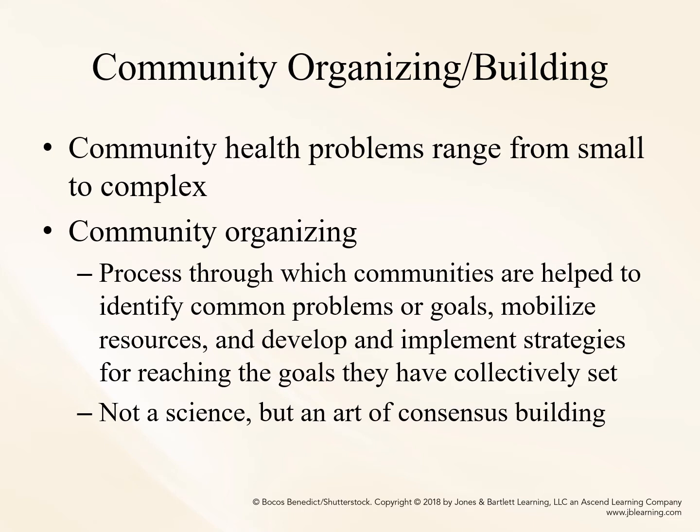For example, a trained smoking cessation facilitator could help a single person or a small group of people stop smoking. But to reduce the smoking rates of the community, collaboration is needed. So community organizing is a process through which communities are helped to identify their common problems or goals, mobilize their resources, so find out what they have access to and how they can use it to help them, and develop and implement strategies for reaching the goals they have collectively set. So it's not an exact science, but rather an art of consensus building. It's an art of people coming together and deciding what's most important to tackle, and then working on that goal together.